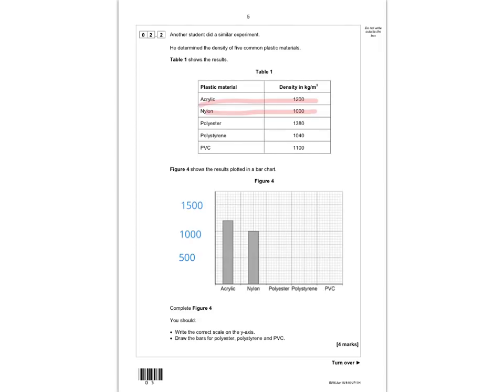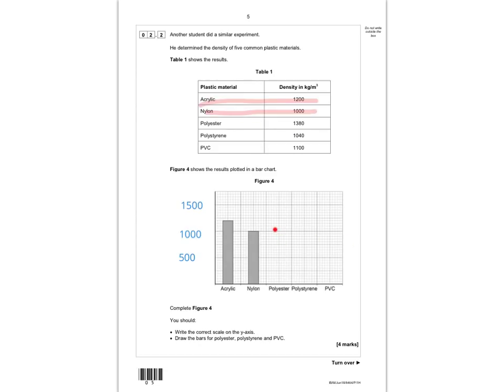So the marks for scale, we get 2 marks for getting 3 correct labels on here. So these 3 labels we get as 2 marks because that's the first marking point. First question is getting the correct scale, and that's worth 2 marks. The second marking points are for getting these plotted correctly. So what we need to do now is we need to go through the process of trying to plot those correctly. So the first one we need to do is polyester at 1,380.